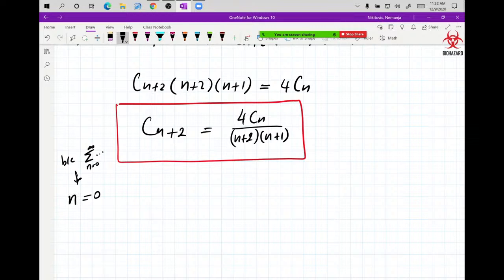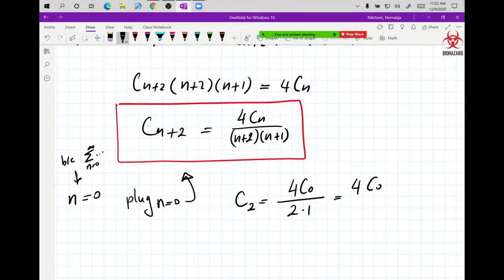Now, we'll see an example hopefully later where you have to start with a different number. Now, when n is equal to 0, plug n equals 0 in there, and you're going to get C2 is equal to 4C0 divided by 2 times 1, which is 4C0 over 2. Now you would say, cancel, cancel, cancel.